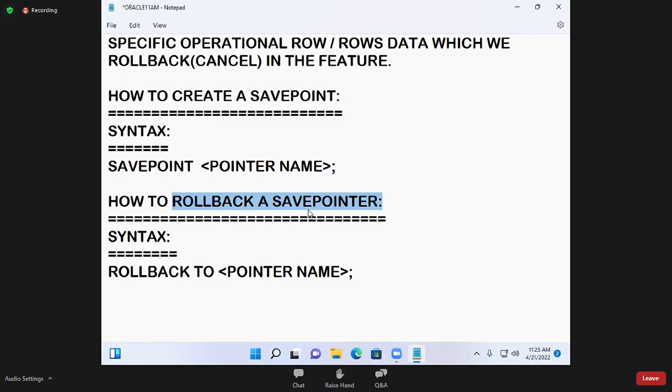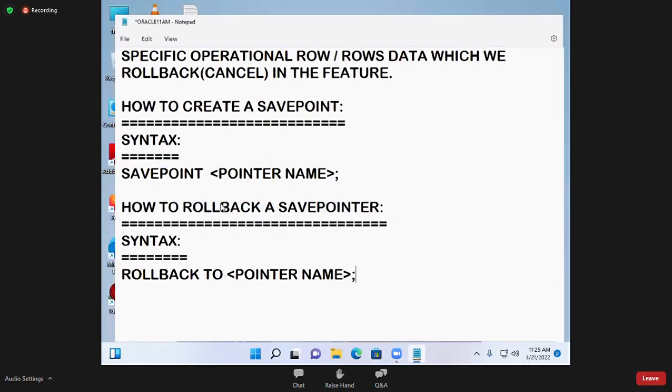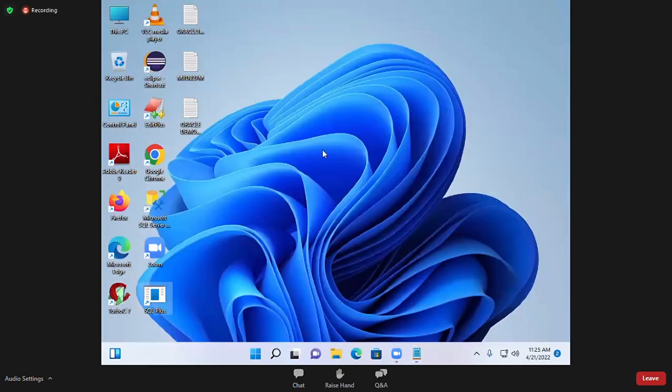Okay, right. So now here, these are the syntaxes for how to create your savepoint and rollback. Let me show you some examples practically, then you will get some idea.